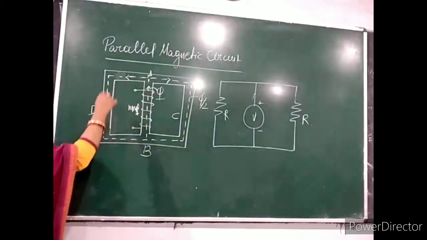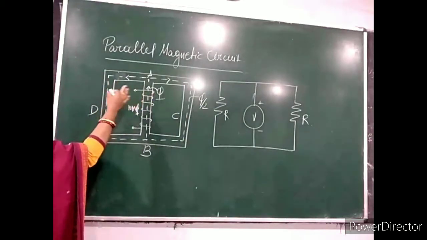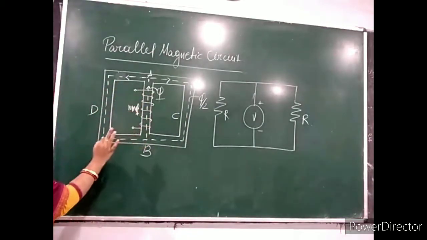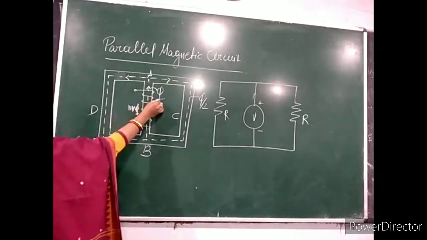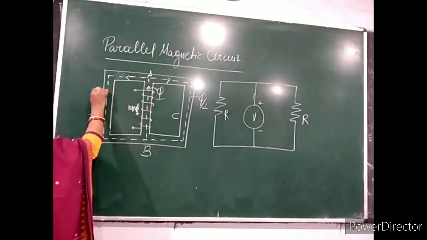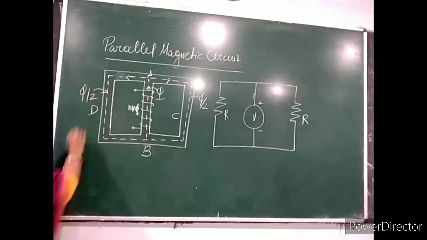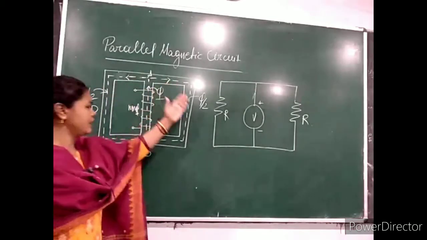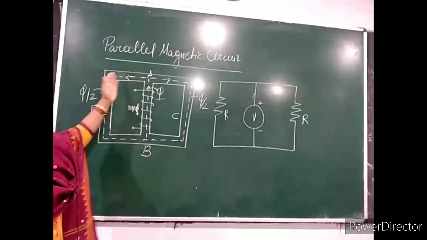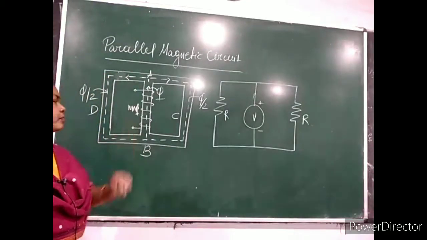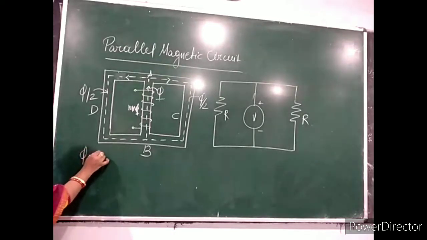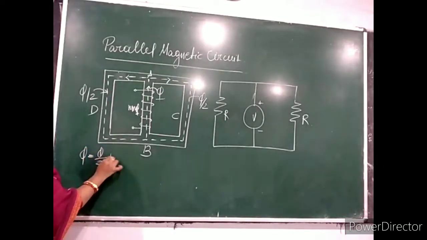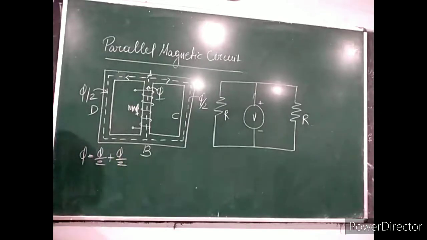Here also it is phi by 2, as the cross sectional area of this whole design is the same, hence the flux is divided into two parts. The produced flux is divided into two paths, that is, in this path half of the flux flows and in this path half of the flux flows. Okay. So the total flux phi is equal to phi by 2 plus phi by 2.